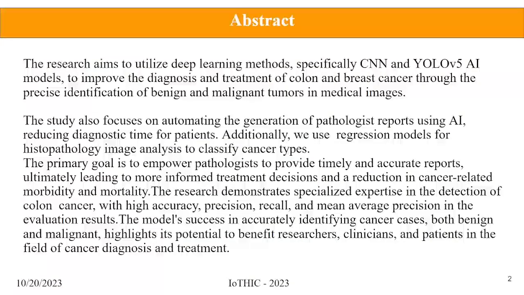So, coming to the abstract, let's dive deep into what we are cooking up here. Our research revolves around the power of deep learning, where we've got two major players on our team, the CNN and YOLO-V5 AI models. The goal is to set up the game in diagnosing colon and breast cancer by being laser focused on distinguishing the good guys from all the bad guys in medical images.